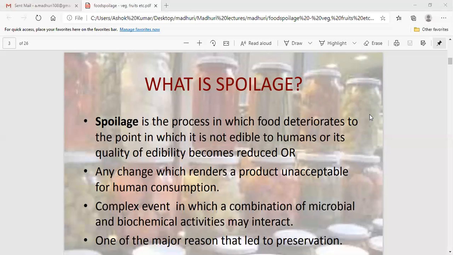And spoilage is a complex event in which a combination of microbial and biochemical activities may interact. So we know very clearly that spoilage is due to microorganisms, but here we can say that this spoilage is the combination of microbial and biochemical activities, and one of the major reasons that led to preservation. So this spoilage of food is the concept which has led to food preservation, because if there is no food spoilage, we could not think about food preservation. So spoilage is the reason why we are trying to preserve food.